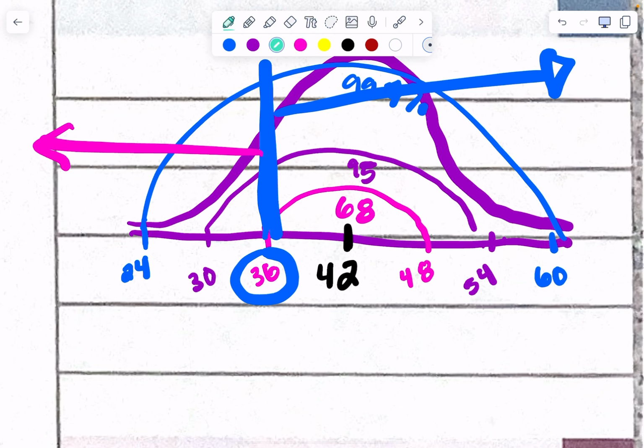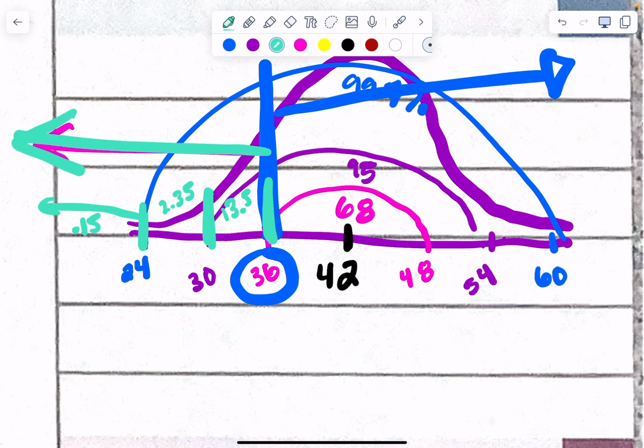What percent would have been between 30 and 36? I think it was like 13.5. What percent would have been between 24 and 30? 2.35, and what's below 24? 0.15%. So what percent would be below this whole thing, if I add those all together? 16%. 16% would be below a 36, so what would be above a 36?